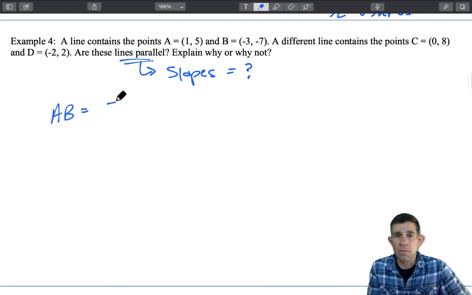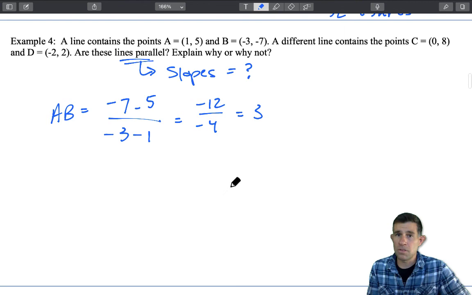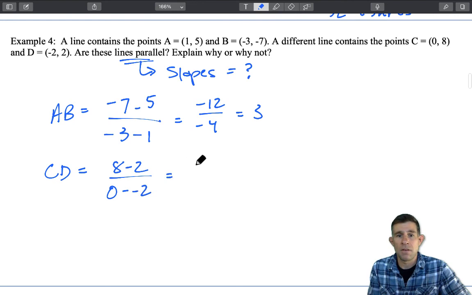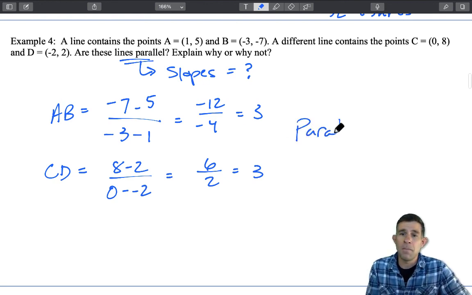The slope of AB can be found by taking a difference in the y's and dividing by a difference in the x's. All right, that gives us negative 12 over negative 4, and that slope reduces to 3. Next up, we're going to find the slope of CD by taking the difference in the y's and dividing by a difference in the x's. All right, and again, that's going to give us 6 over 2, which is also 3. So because these have the same slope, these two lines are going to be parallel lines.